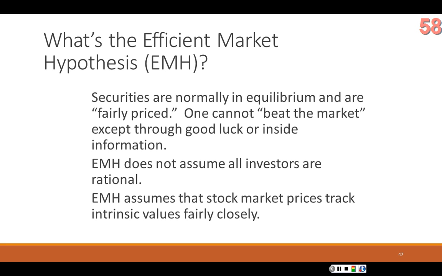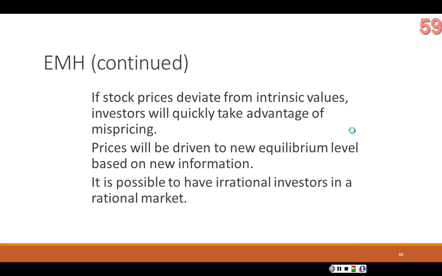The efficient markets hypothesis does not assume that investors are rational, but it does assume that the stock market prices are very similar to intrinsic values. If stock prices deviate from intrinsic values, investors will take advantage of this mispricing. Prices will be driven to a new equilibrium level based on the new information. And it is possible to have irrational investors in a rational market.